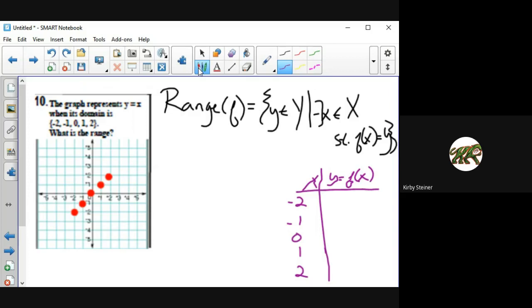If x equals -2, then y is going to equal -2. If x equals -1, y equals -1. x equals 0, y equals 0. x equals 1, y equals 1. And x equals 2, so y equals 2. All right, so now we have our set of y's such that there exists an x such that f of x is equal to y.